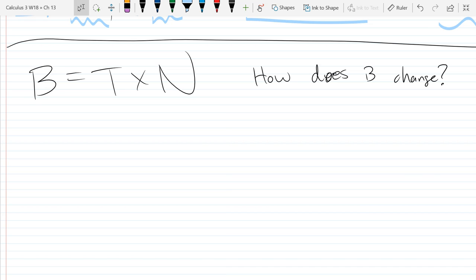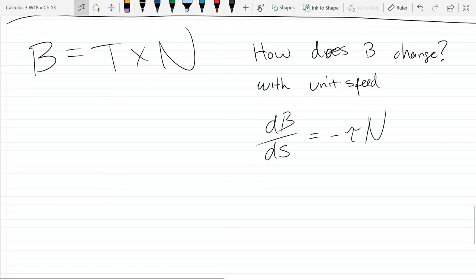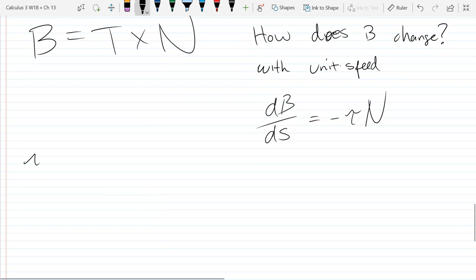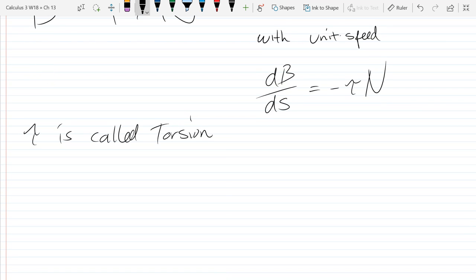So I want to know how it changes in a normalized way. So with unit speed, that's where we have the s variable, dB over ds. And one way to write it is negative tau N. And so what in the world is this tau? This tau is called torsion. And there's a way to compute it. It's negative dB over dS dot product with N.